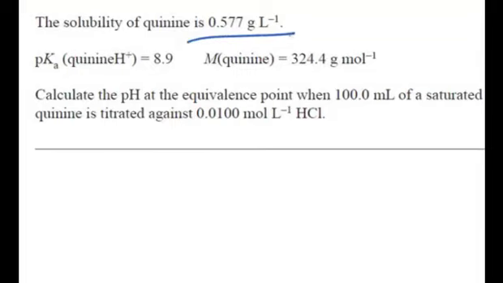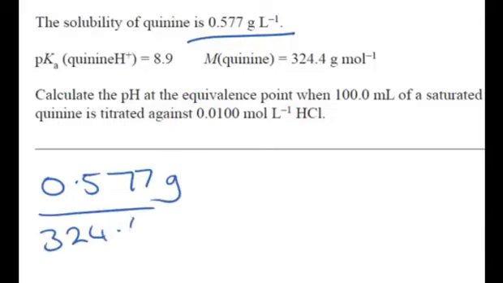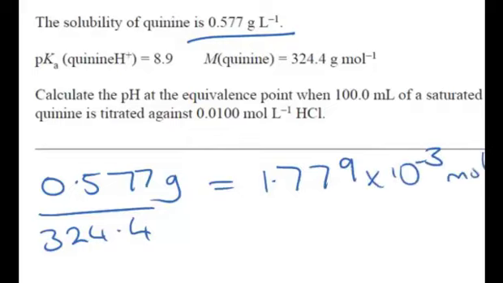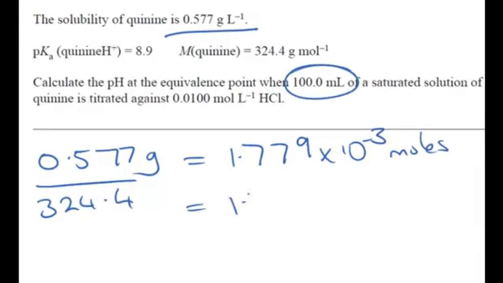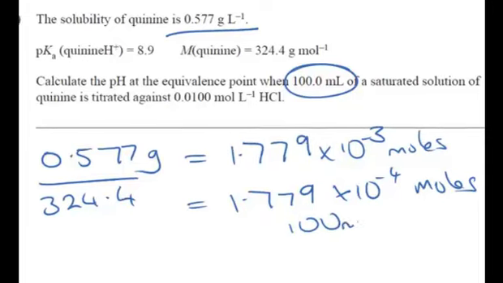Now, obviously we can work out the number of moles in 1 litre, and that's just going to be 0.577 grams divided by 324.4, and it's going to give us 1.779 times 10 to the negative 3 moles. It's in 1 litre, but we have 100 mils here, so we can just change that decimal place and make that times 10 to the negative 4 moles, and that's in 100 mils.